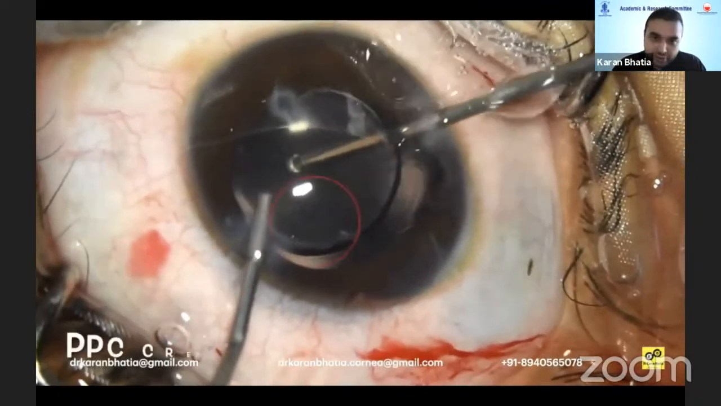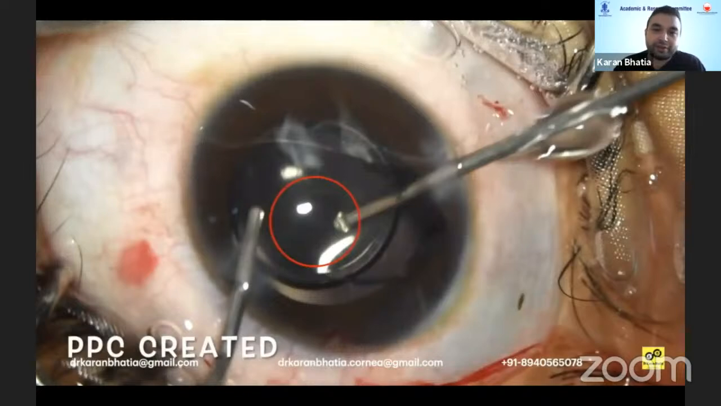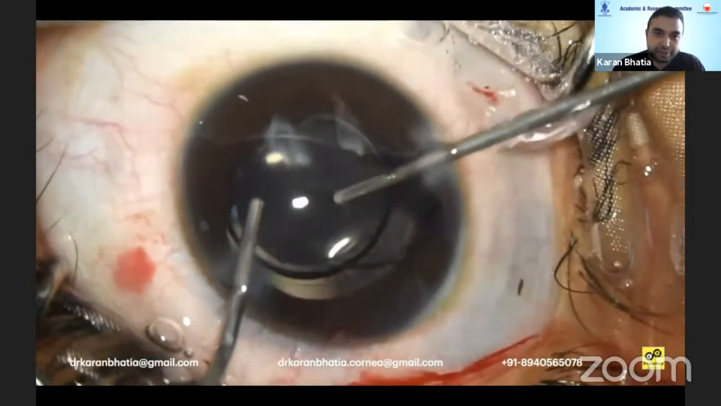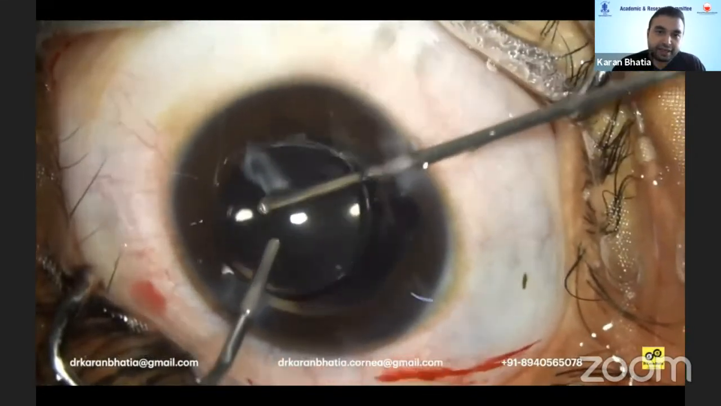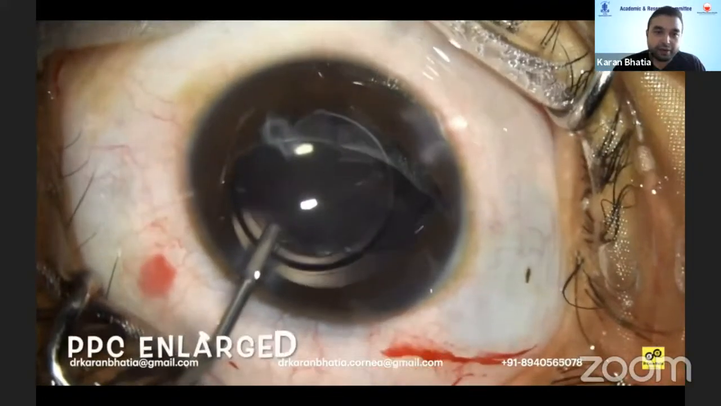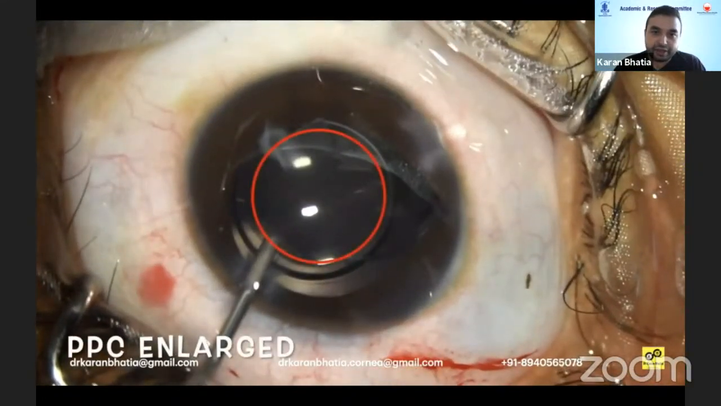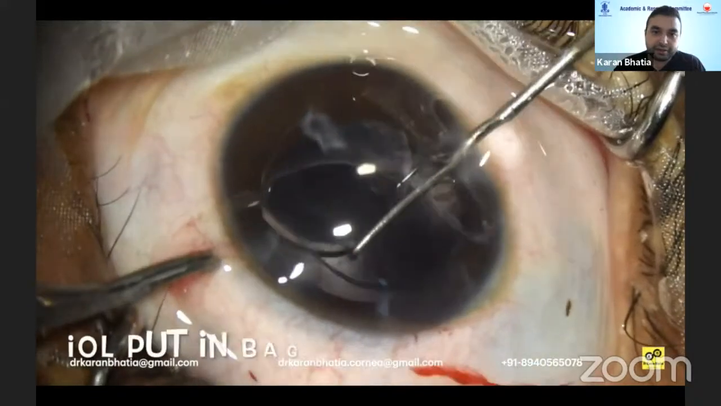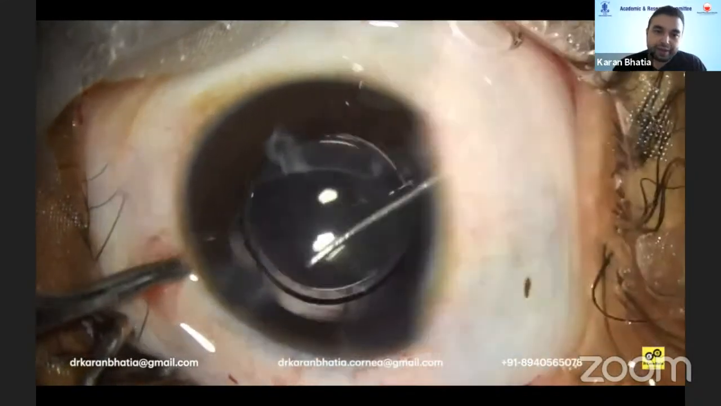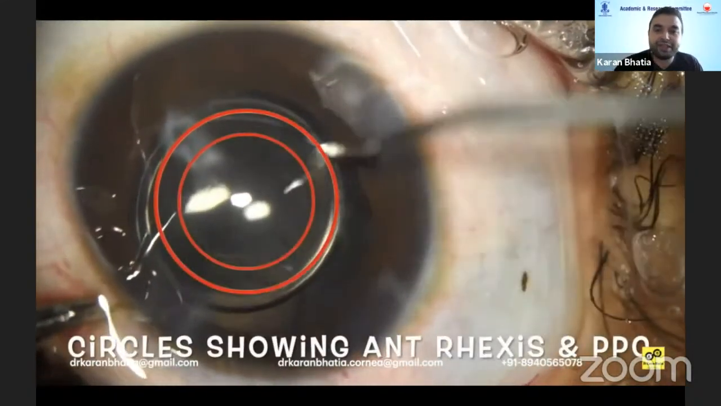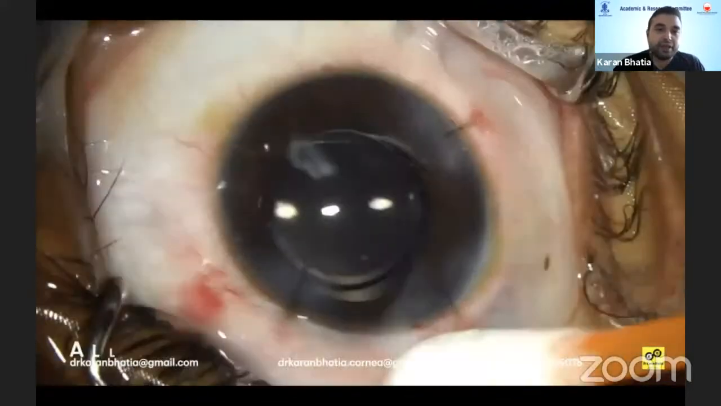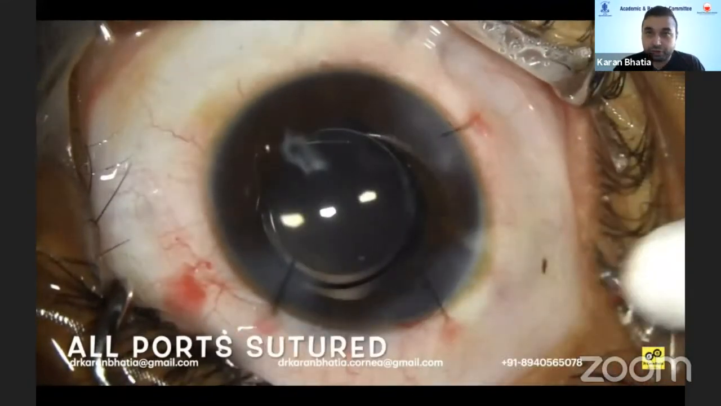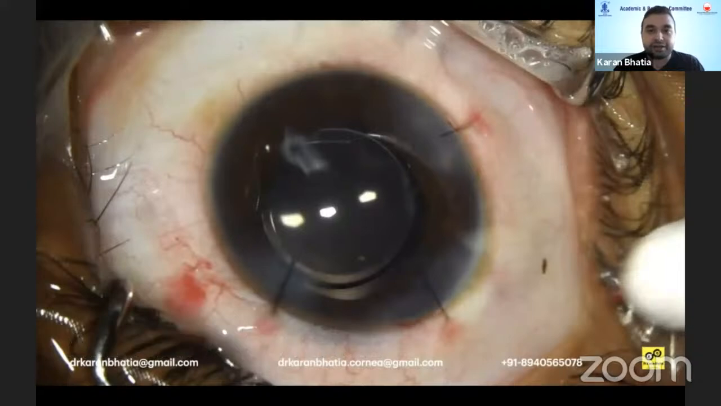So there are two ways to do this. I do like doing this with a vitrectomy cutter. So this PPC was created, and then later on this PPC was expanded on, as you can see. The IOL came out a bit, so it was again put in position, and you can see the anterior axis and the PPC, which was very nicely delineated. All the ports were sutured, which is mandatory in pediatric eyes.